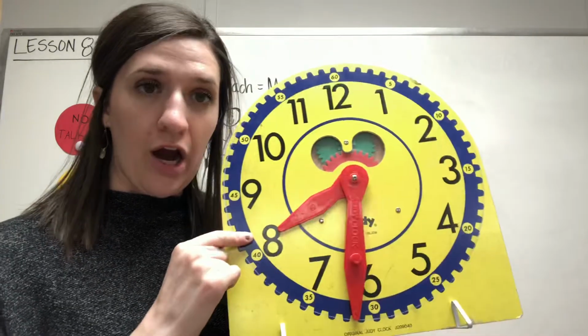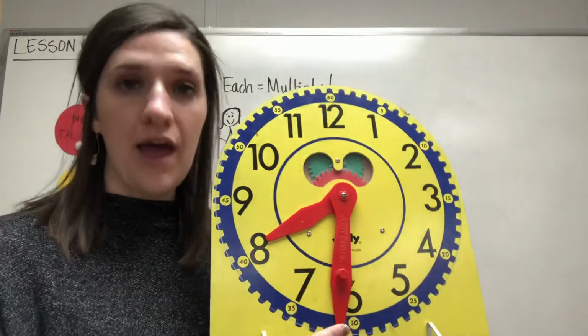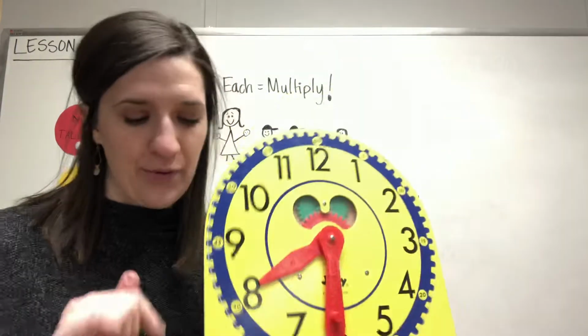When you do the hour, use the numbers. When you do the minute hand, count by 5s. So remember that when you're doing your clocks.